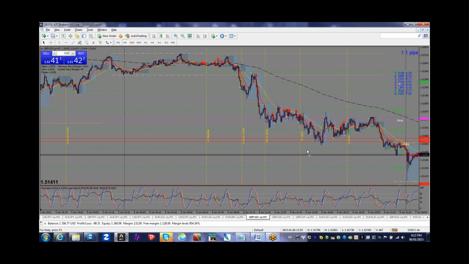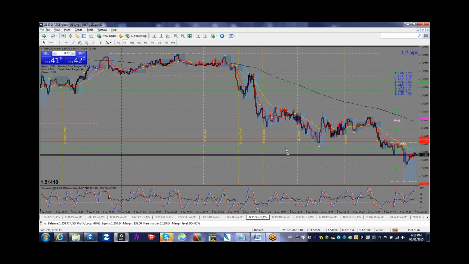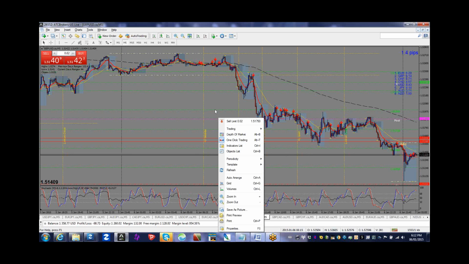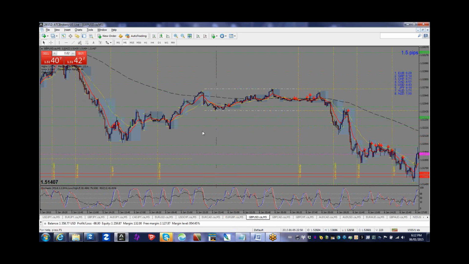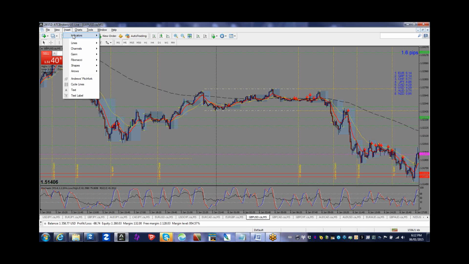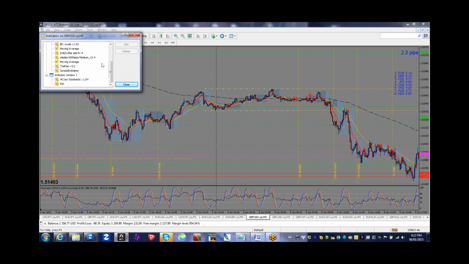How do you turn off some of these? The big numbers? Maybe the 75 and the 25? I mean, 50 and zeros are fine. Sure, you can go to your indicator list, and it would be the BN levels right there.